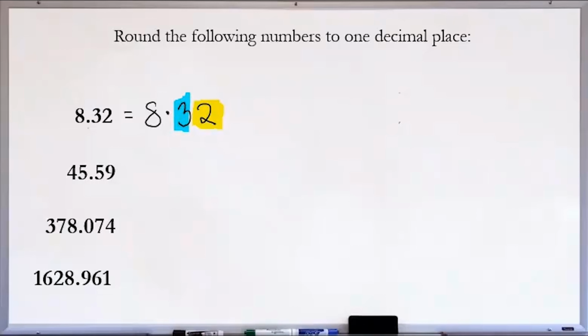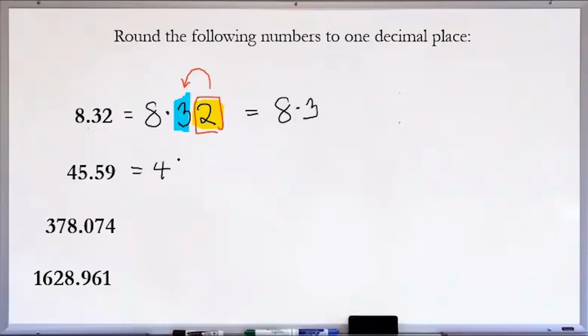But before we do that, we have to check, is this number here, which is a 2, is it up to a 5 or more than a 5? It is not. If it is up to a 5, we will add 1 to the 3. Because it's not up to a 5 or more than a 5, we will just leave it that way. So our answer is going to be what? 8.3.